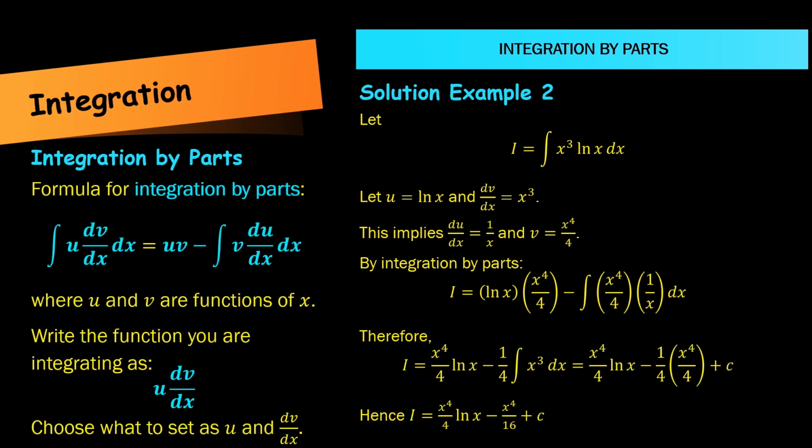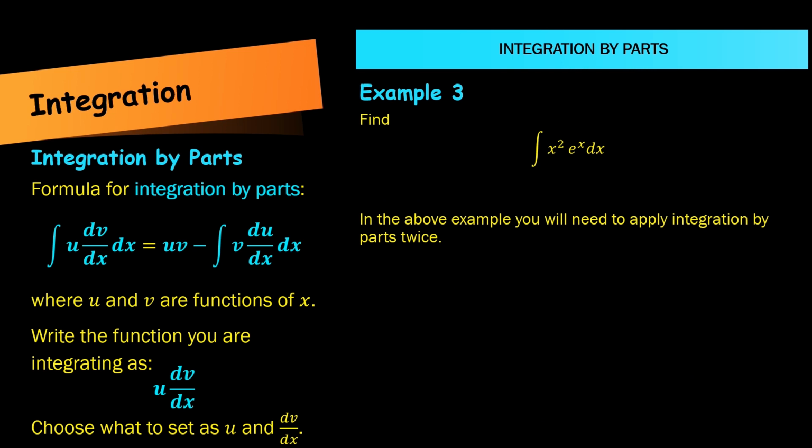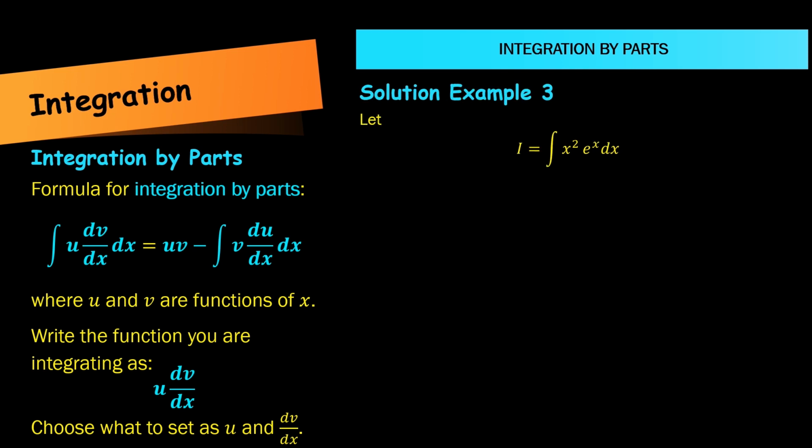Let's now take a look at another example. Pause the video and have a go. Press play when you're ready to view the solution. Now in this example, you will need to apply integration by parts twice. So let's solve this. We are required to integrate I equals integral x squared e to the x dx.